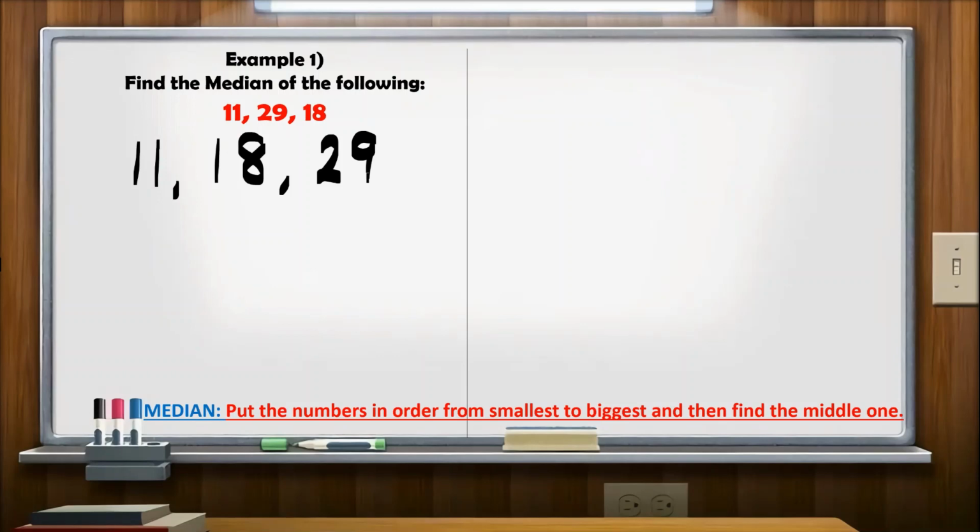Now that I have placed my numbers in order of size, I'm going to go on to step 2, which is to find the middle number. In order to do this, I'm going to start off by crossing a number off from each side until I am left with the middle number. So in this case, I'm going to cross off from the left-hand side, which is 11, and that means I have to cross off from the right-hand side, which is 29. And now I am left with the middle number for this data set as 18. So the median for example 1 is 18.